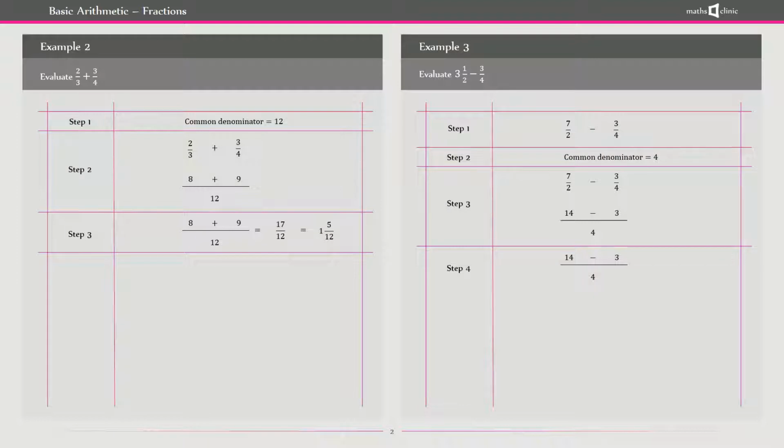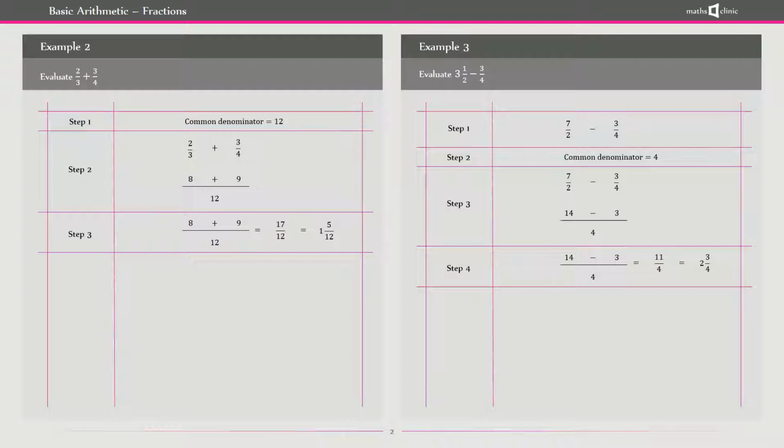We bring in 14 minus 3 over 4, and when you work that out, 14 minus 3 gives you 11 over 4. And this is obviously an improper fraction, and we need to express this as a mixed fraction. So we have 11 divided by 4. What you'd have there is 2, remainder 3, so you write this out as 2 and 3 over 4. Okay, and that is how you subtract fractions.